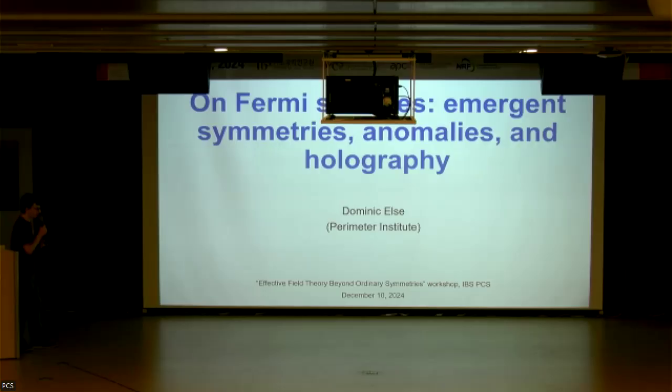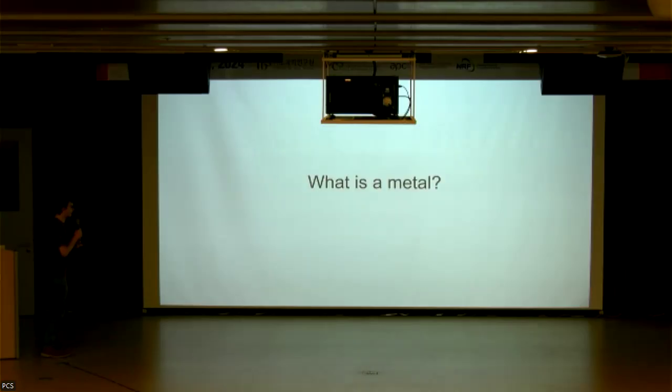So I'm going to talk about stuff. It's a bit old maybe, but it seemed the most suitable for the topic of this workshop. I'm interested in the physics of Fermi surfaces. So what is a Fermi surface? It's something that happens in the context of metals. So okay, what is a metal?